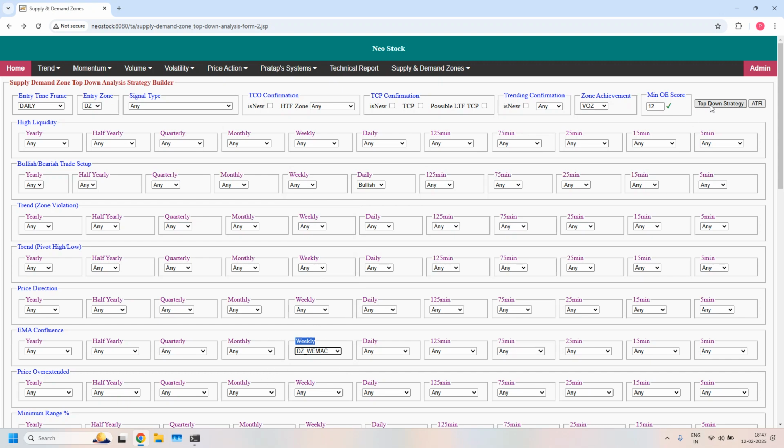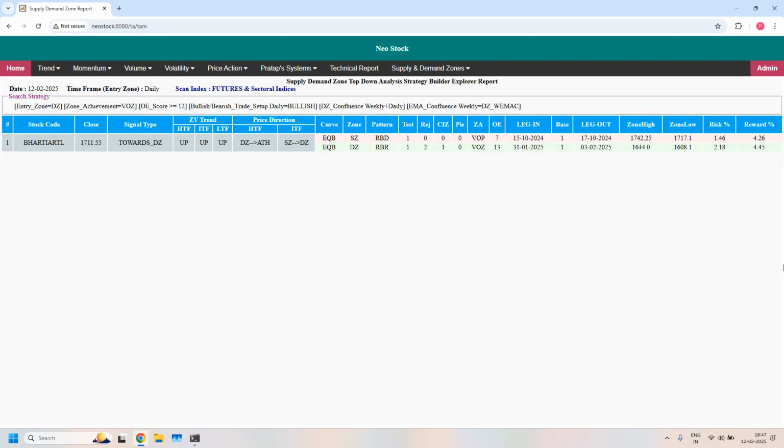And also weekly trend is up, bullish trade setup. So we got one stock. So this is the only one stock having even more high priority to get the success rate.